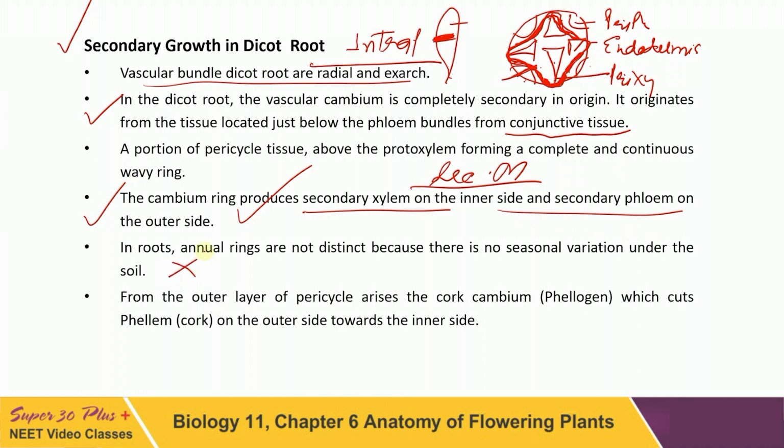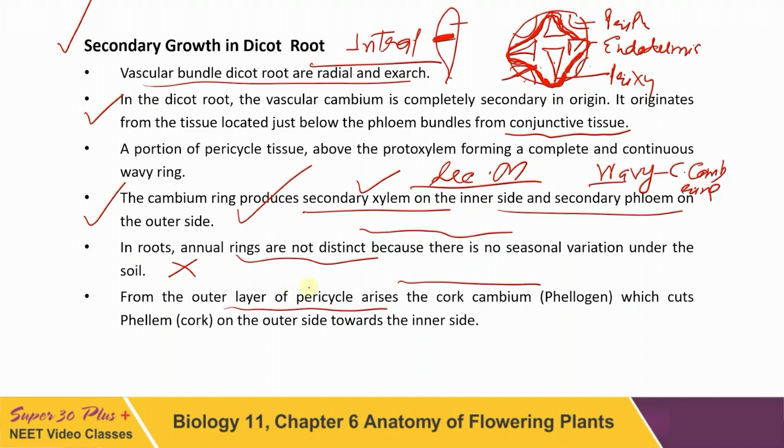A little later you see that this wavy cambium ring becomes circular. That is the cambium ring, and now it will start to make secondary tissues: on the outer side secondary phloem, and inside secondary xylem. Here, because the climatic changes are not observed inside the soil, annual rings are not formed. From the outer part of the pericycle comes the cork cambium, a very important one.